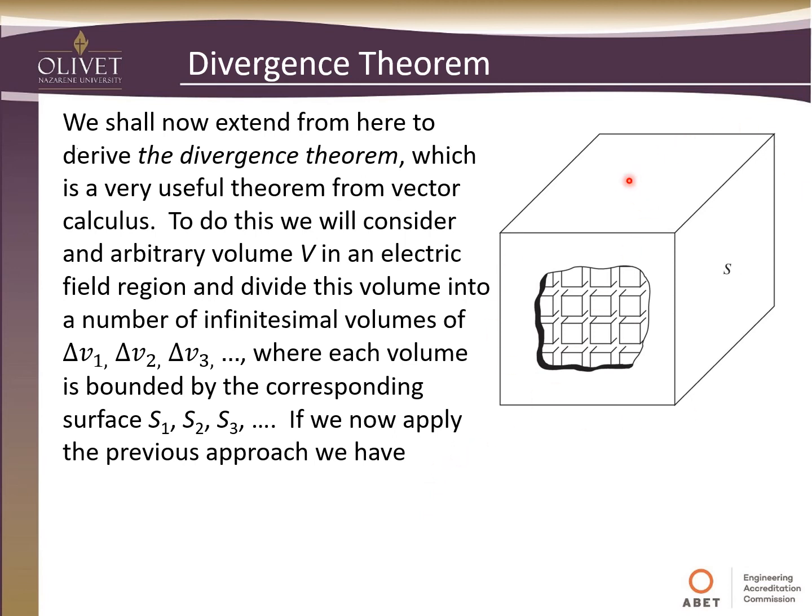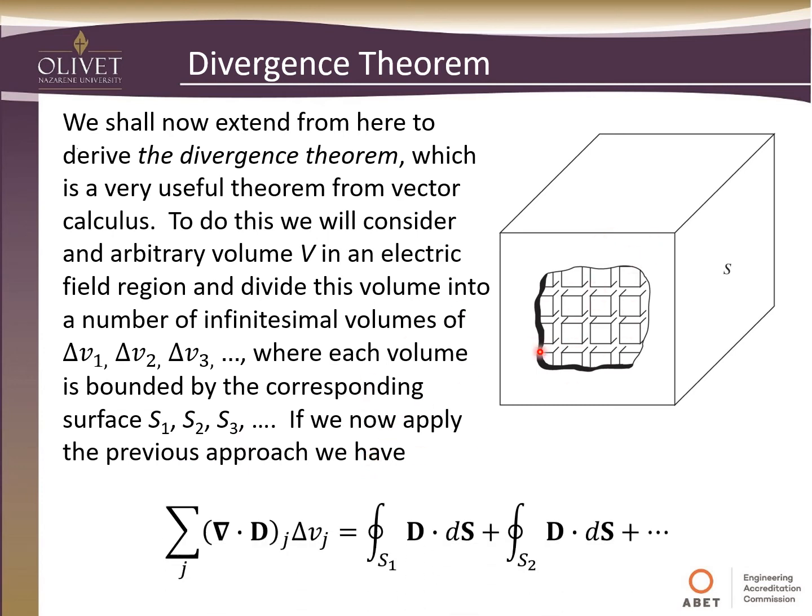So we have this volume defined by S, and we're going to cut this volume up into much smaller cubed volumes, delta V1, delta V2, and so on and so forth, where each volume is bounded by a corresponding subsurface S1, S2, S3. And so this is what this would look like to some degree. So now we can start to break this up. We can sum all these up. So we'll have all these divergences of the displacement vector over these small volumes.